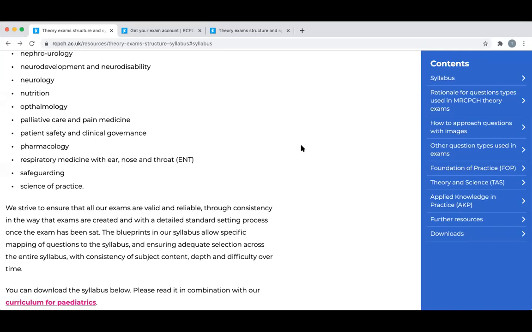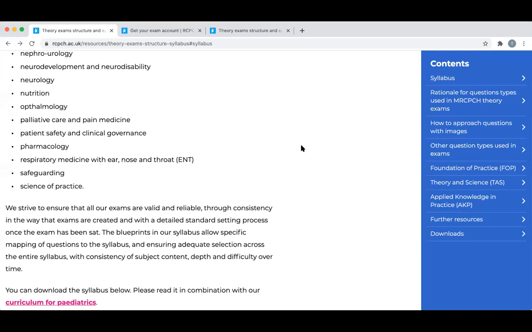Dr. Sachin asks whether the illustrated textbook and the science book are the same. No, the illustrated textbook of pediatrics is different, the yellow color book, and science of pediatrics is a different book. They are not the same book.